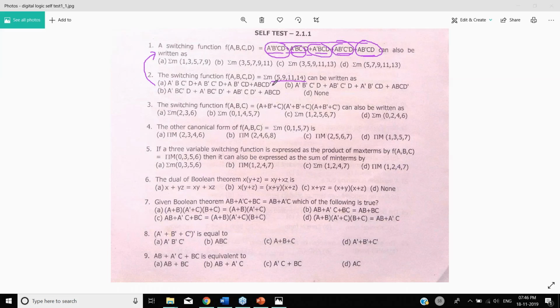So what will be the answer for the second question? 5. It should be like 0, 1, 0, 1. Yes, 0, 1, 0, 1.